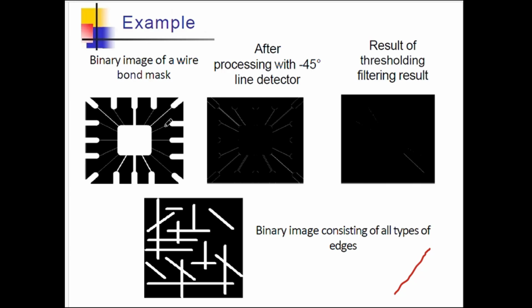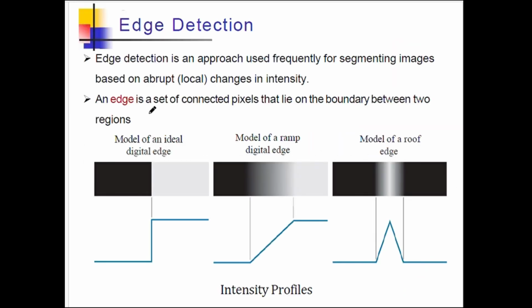Suppose if a line separates the image, these are not different regions actually, these have the same intensities. That is a line. But what about an edge? An edge is a set of connected pixels that lie on the boundary between two different regions. See here, this is one region and this is another region. It exists between two different regions. These are all different types of edges.